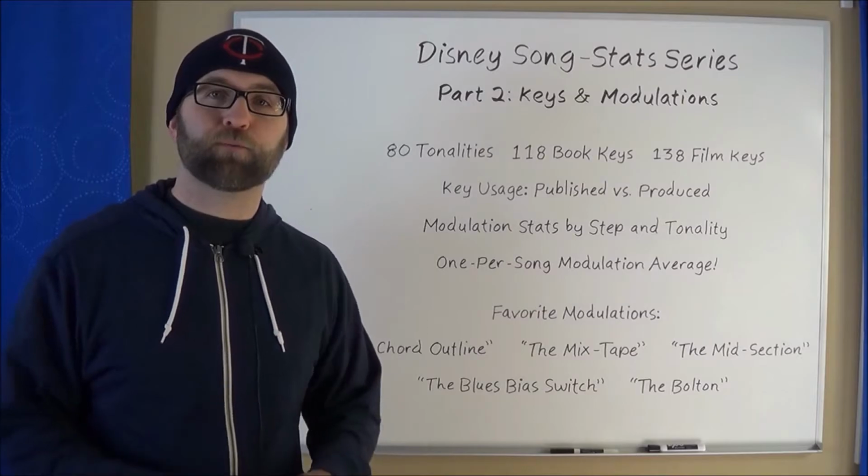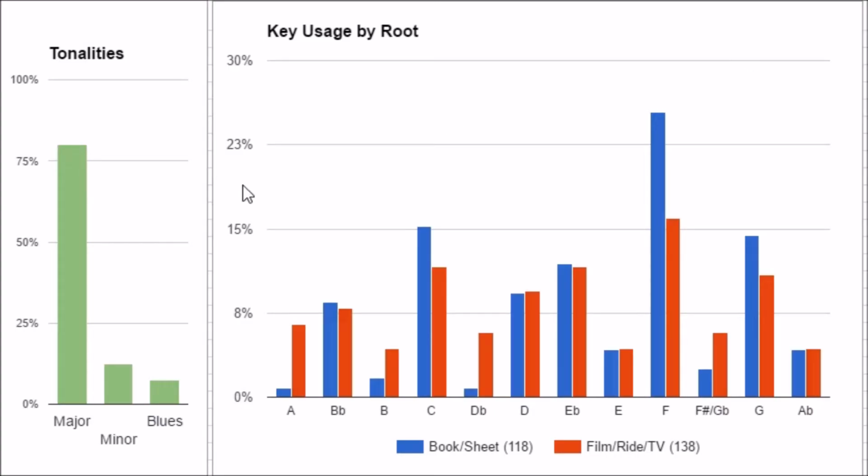Back into my computer we go. So firstly, we can see, quite predictably, that Disney songs favor major tonalities by a lot. And yeah, that isn't that exciting since most genres use major keys the most, and minor keys the least. The only slightly interesting thing here to point out is how low the bar is for the blues tonalities.